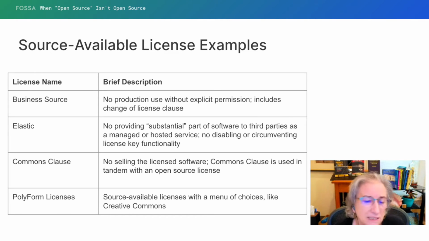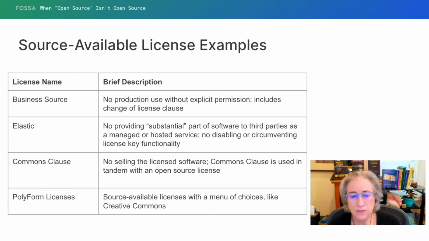There's the Elastic license. That was, of course, published by Elasticsearch. And it was sometimes referred to as an Amazon killer. I think that's a reductive way to look at it, but it says you can't use the software to provide a managed or hosted service.